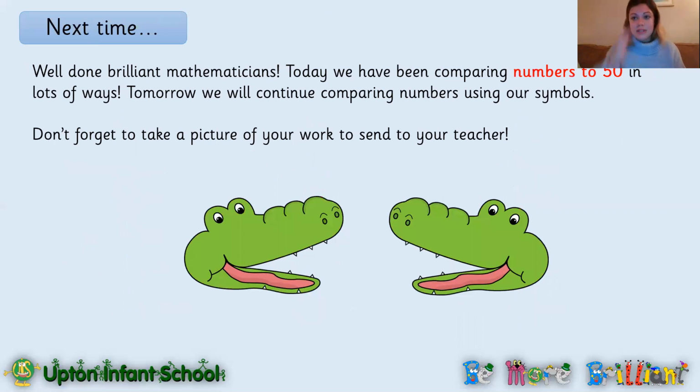So well done for today, brilliant mathematicians. And don't worry if you found today a bit tricky, because we were just recapping our comparing numbers, and tomorrow we'll be doing a bit more of comparing numbers. So don't worry if you found it a bit difficult. And we're going to look at our symbols again.